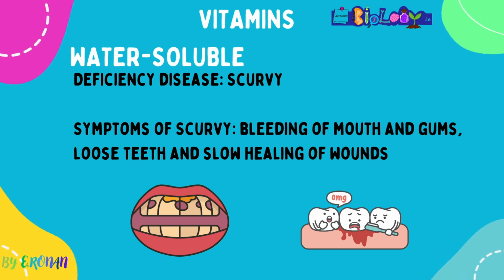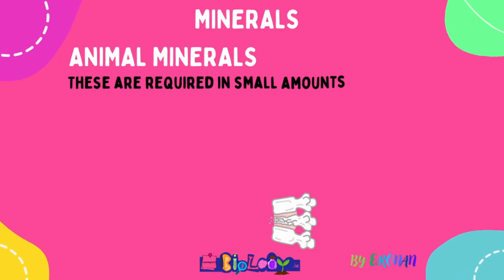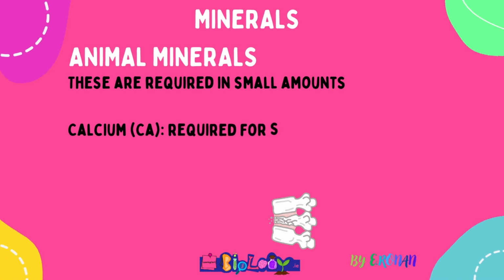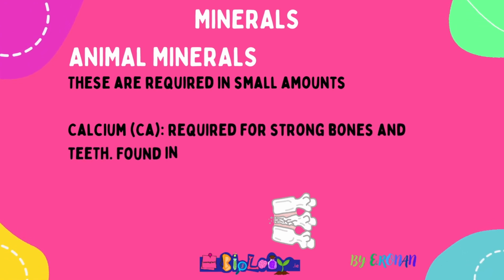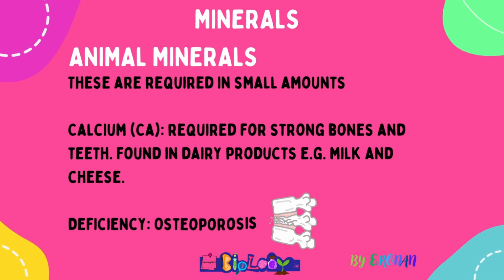Next, we're moving on to the fifth, not the major type, but it is a fifth biomolecule, which is minerals. Animal minerals first. These are required in small amounts. You are required to know examples. So calcium is required for strong bones and teeth. The source: calcium is found in dairy products like milk and cheese. And a deficiency associated with a lack of calcium would be osteoporosis, where bones begin to become brittle. So you need to know the name, the source and a disease associated with deficiency.